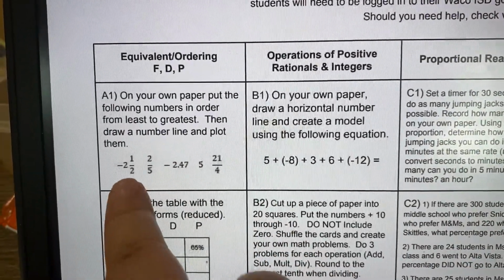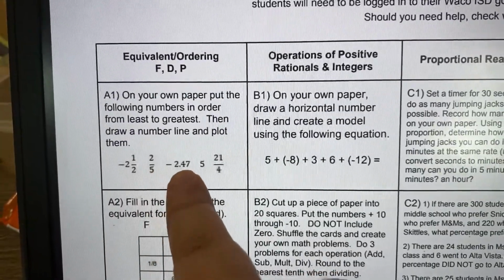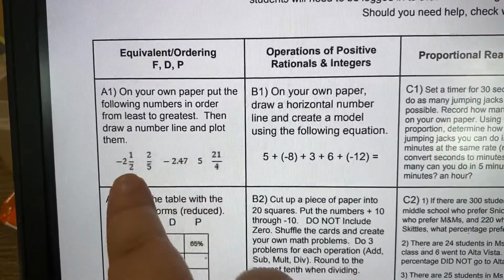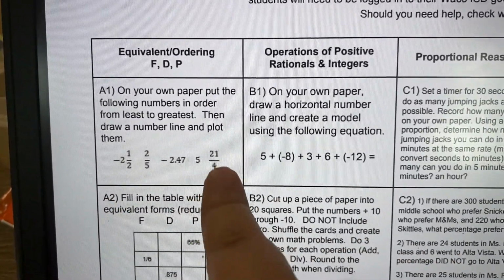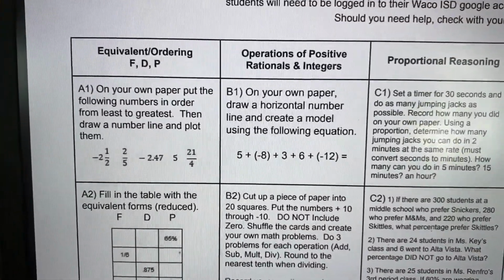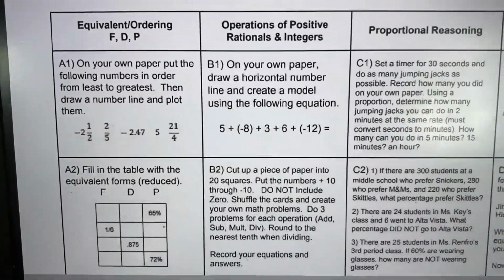You can see here we have a mixed number, a fraction, a negative decimal. This was a negative mixed number, whole number, and an improper fraction. Oh, sorry. So we're going to be looking at all of those.